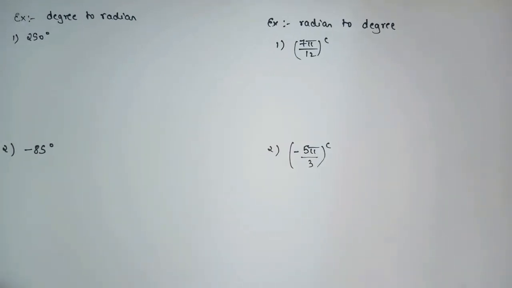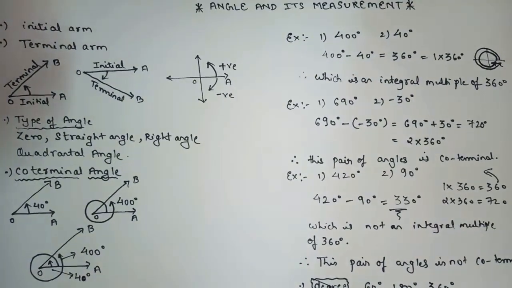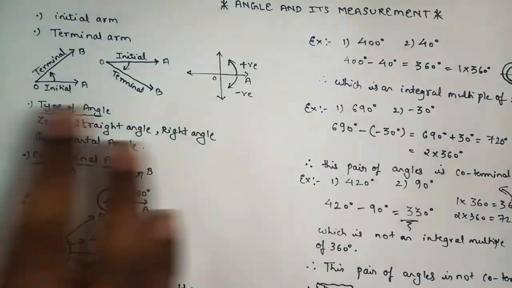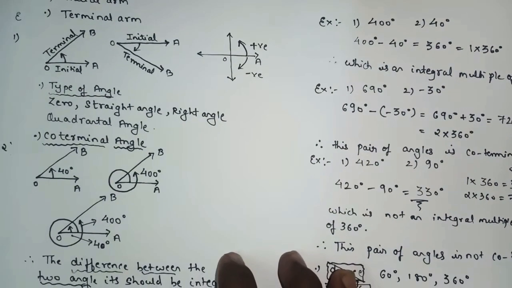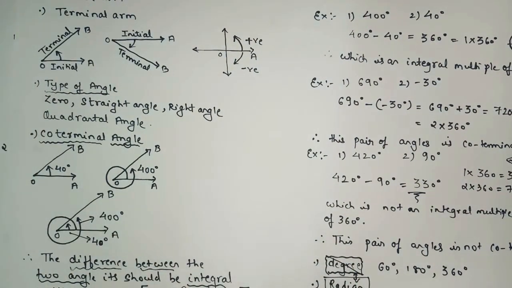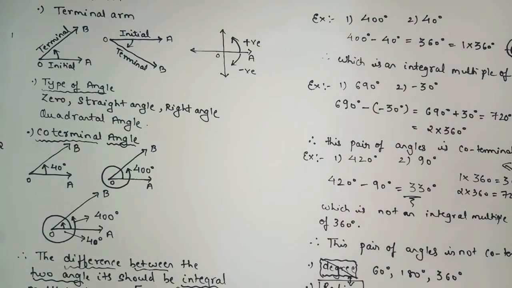Hello students, as in the last video lecture we saw some basic knowledge about initial arm, terminal arms and types of angle. And in types of angle, as I told, the co-terminal angle will play an important role. So we saw the definition as well as we took some example.